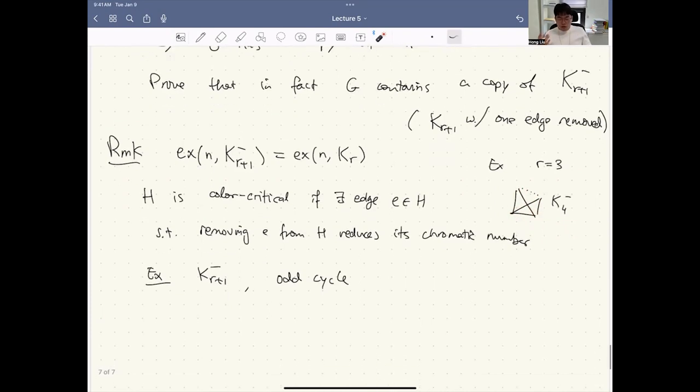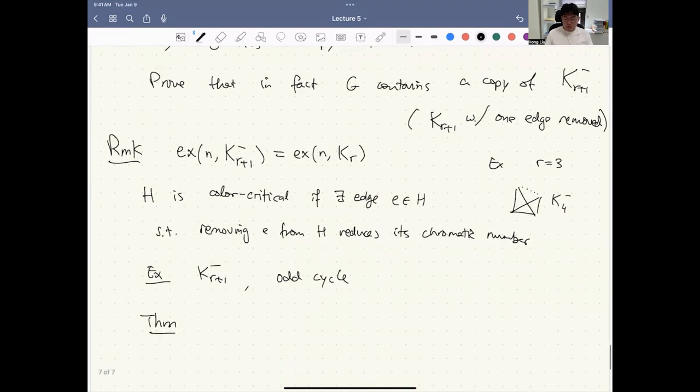So in fact, this is a theorem generalizing this exercise above: for any color critical H, the extremal number of H equals the corresponding clique problem, where the number of vertices in the clique is chi of H. So these two have the same chromatic number. Okay, that's the first remark.